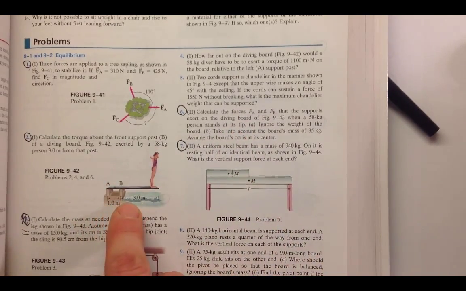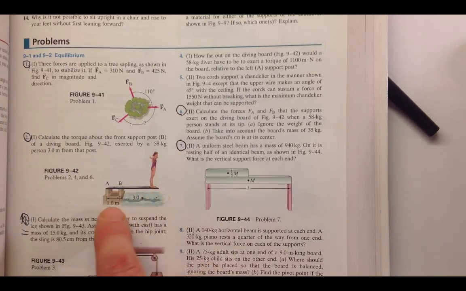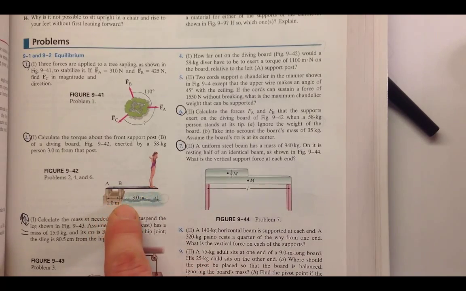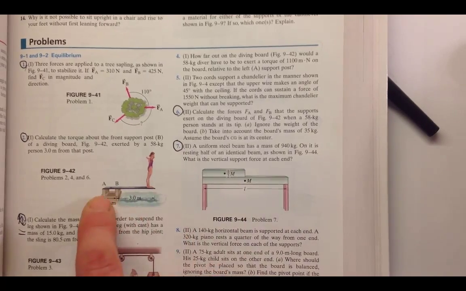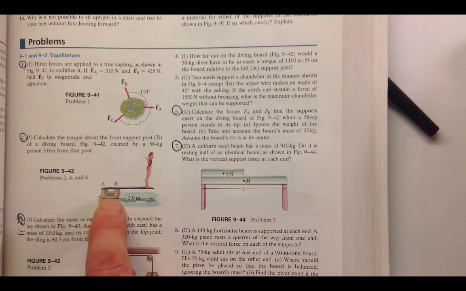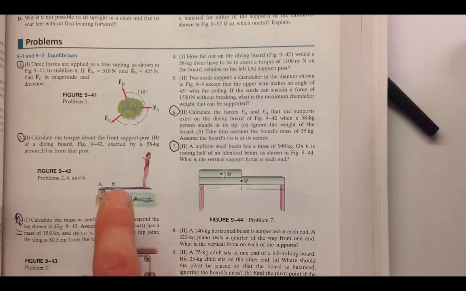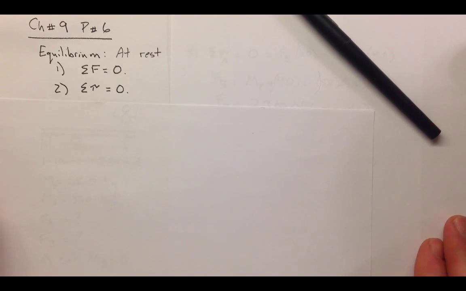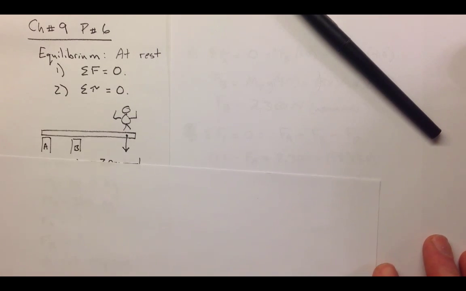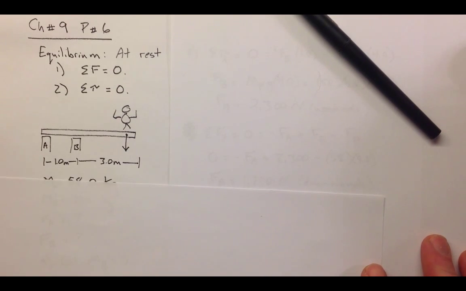So here's our figure. We've got a person on a diving board. We've got two supports. The person's 58 kilograms, and we want to know what forces these two supports exert. For instance, if you were going to build a diving board, how strong would you have to build it? What kind of forces would those supports need to be able to maintain?